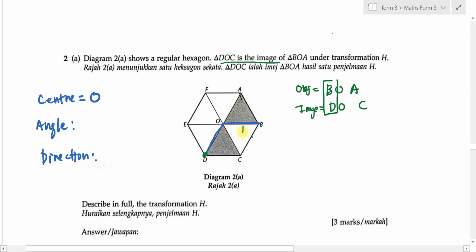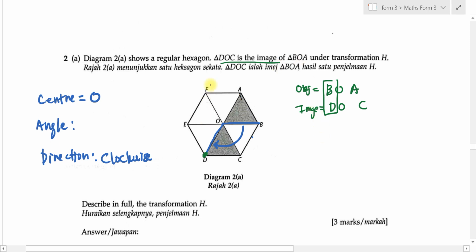Start from the object and go to the image. Put an arrow here. Always start from the object and reach the image. So it goes from 3 o'clock to 7 o'clock, like clockwise, it follows the clock. So this is definitely clockwise. Now we need to find the angle.